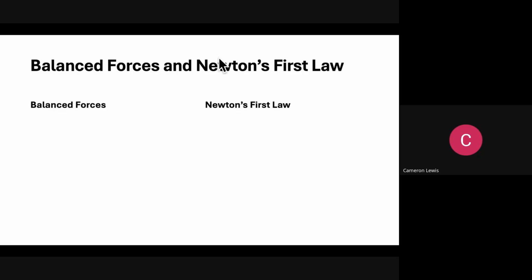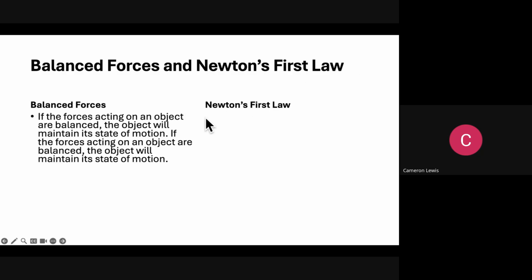Now, why did I make you go through that? Because the concept of balanced forces relates to the first law. Remember, we just talked about the three laws, and I just gave them to you raw. Now, how did we get there? We got there from what is a balanced force? If the forces acting on an object are balanced, the object will maintain a state of motion. That's for balanced forces, right?